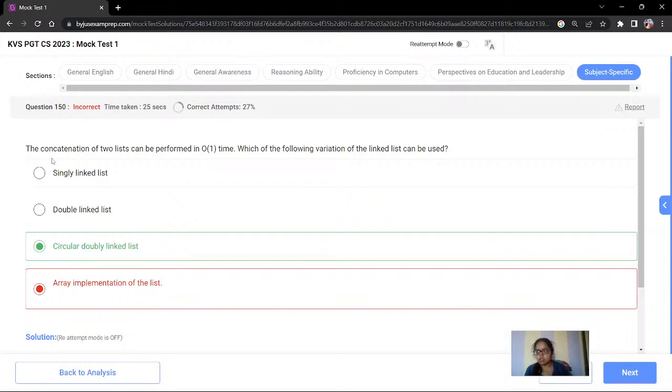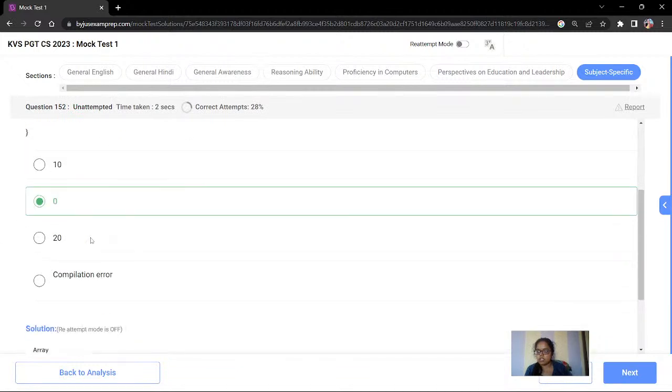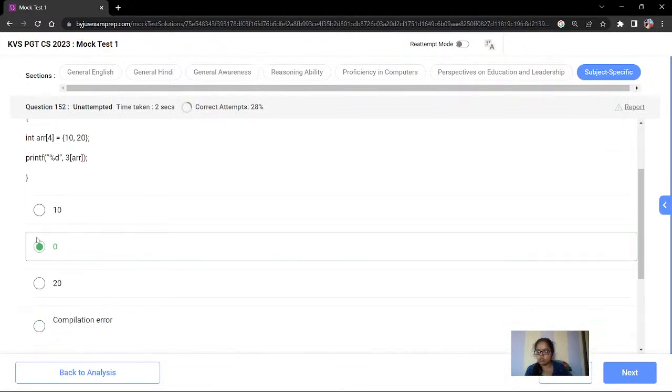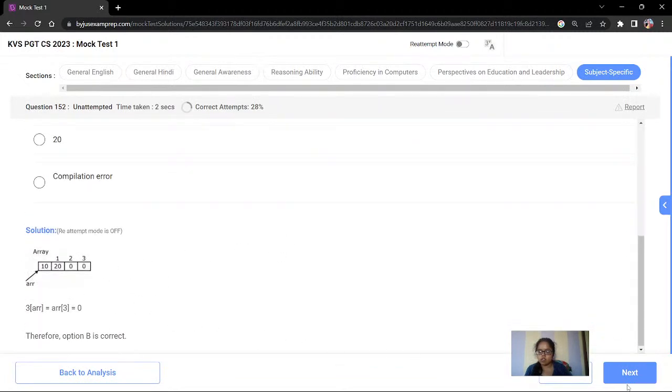Circular concatenation of lists is O(1). So a circular doubly linked list is used, and the time complexity is O(1) for a circular doubly linked list. Which of the following applications make use of a circular linked list? Allocating CPU to resources is used for a circular linked list. Next is this, which is also here, the answer is 0. So option B is correct.